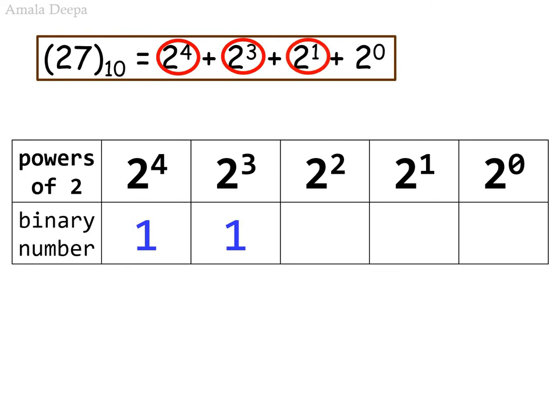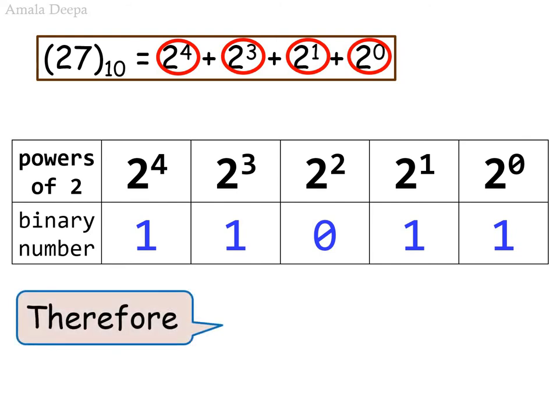There is 2 power 1. You place 1 here. Again 2 power 0, you place 1. So whichever powers of 2 are in 27 base 10, you place a 1. In 27 base 10, 2 power 2 is missing, so you place a 0 against 2 power 2. Therefore, you get the binary number of 27 base 10.